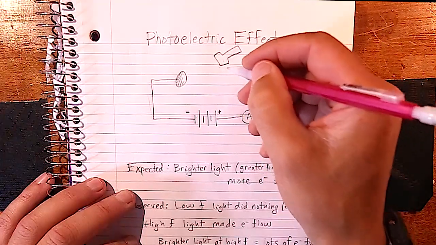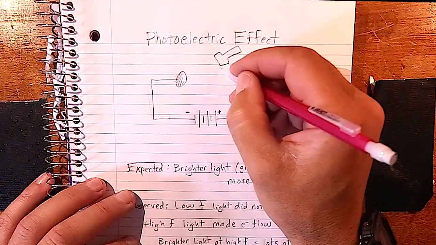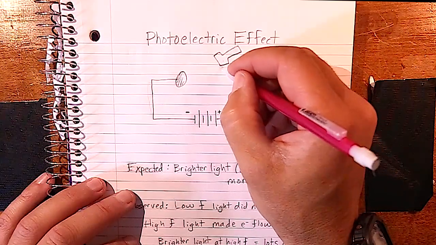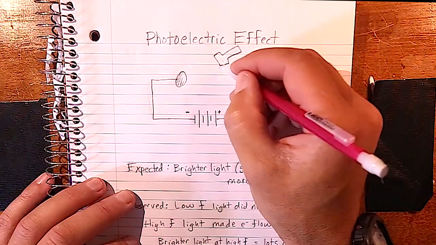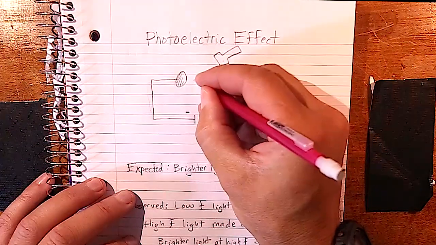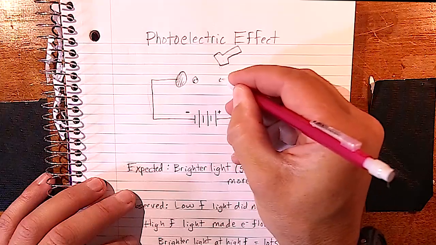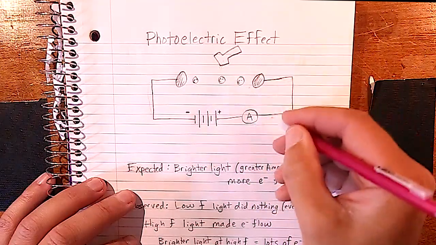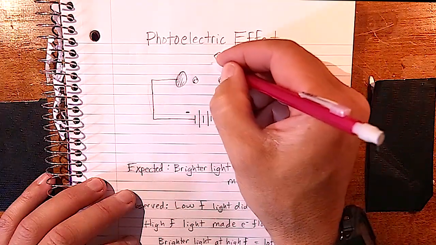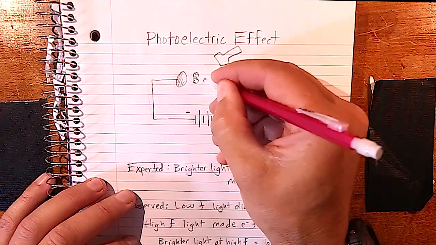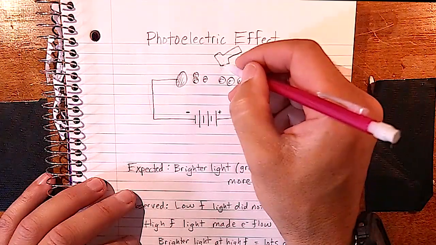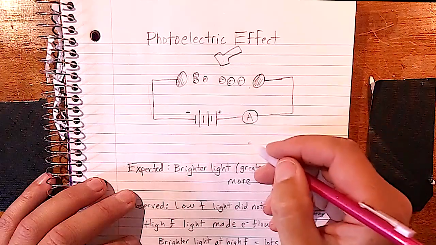So we have dim red light doing nothing, bright red light doing nothing. Then they tried blue light. So now they try high frequency blue light at a low amplitude. It's not very bright, but it's a higher frequency light. And they notice that some electrons start to come off, but not many. So they get a current flow down here. But then when they turn up the amplitude, more electrons start to flow across. So the brighter blue light is now knocking off lots of electrons.